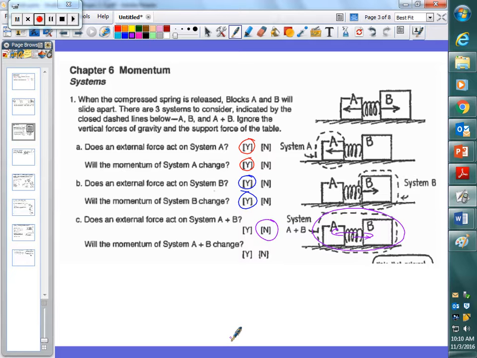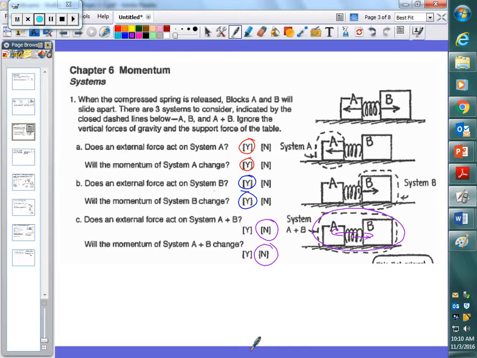So, will the momentum of system A plus B change? Not of the system. Individually, yes. But when we look at how much A changes and how much B changes, they're exactly the same, but in different directions. So we end up with whatever we started with at the very beginning. Okay? Good there? We okay with that idea?